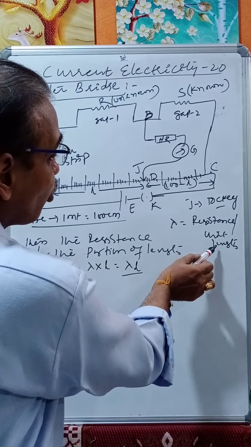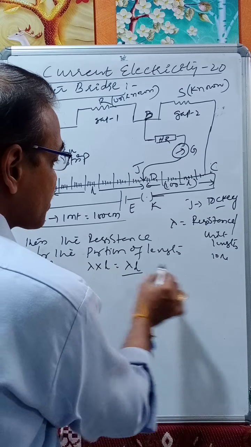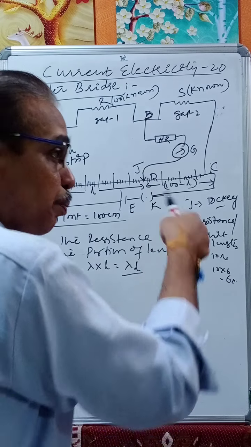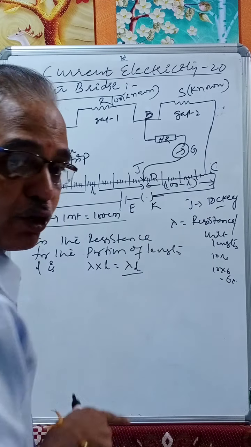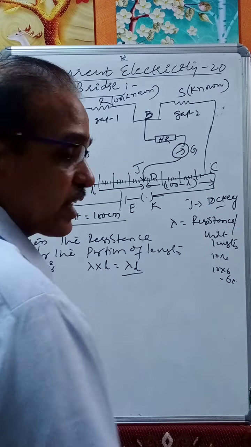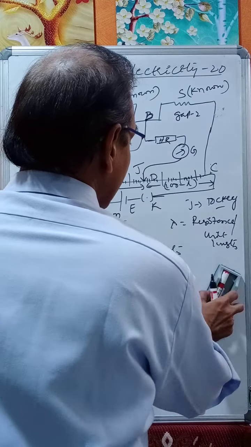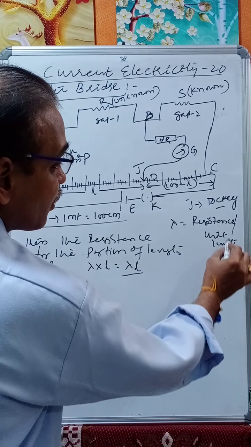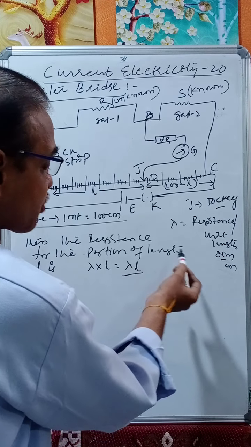Think of it like this: the cost of one fruit is, let us say, 10 rupees. Then the cost of 6 fruits is 10 into 6, that's 60 rupees. Like that, lambda is the resistance per unit length, and the resistance for the portion of length L is lambda into L. The unit is ohm per centimeter, and ohm per centimeter into centimeter gives ohms.